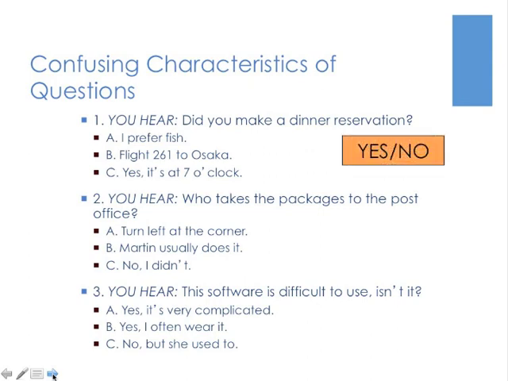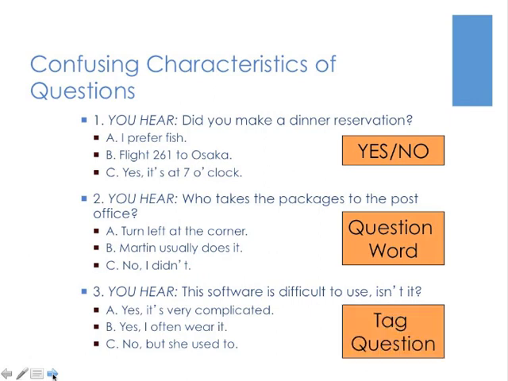Well, in this case, the first one is a yes or no question. We're looking to confirm a particular answer. In number 2, it is a question word, which means we're looking for a specific piece of information. And then in number 3, it's a tag question. So the question is, do we understand some of the confusing aspects of all three of these types of questions and how the tricks exist here on the test?